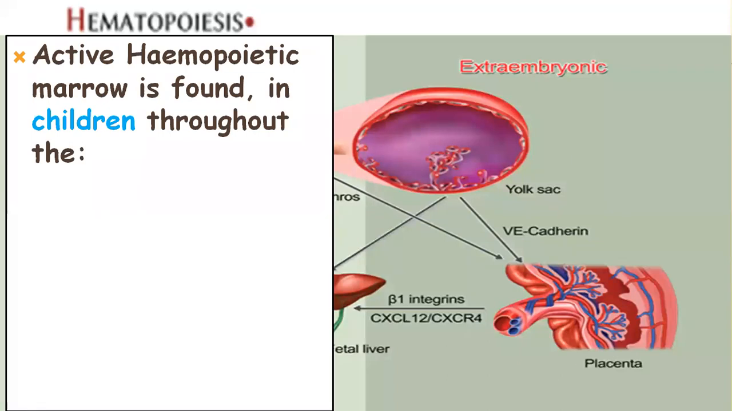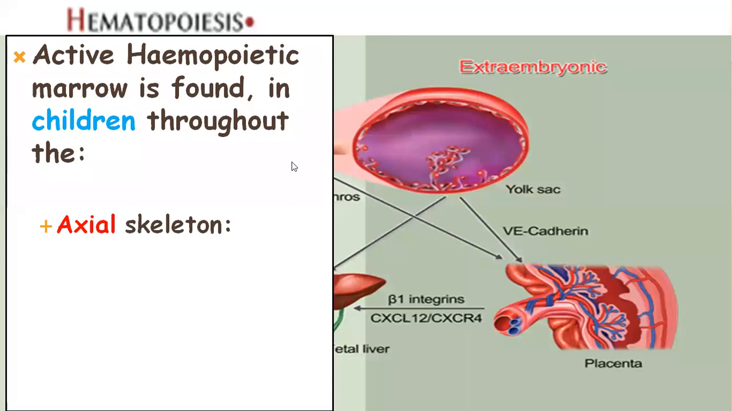Okay, so this is just to expand on the same information. So by now, I think you understand the difference when you're talking of the development of these blood cells when you compare an adult or a child to a fetus or an embryo. So in children, you find that all the skeleton is active in terms of production of blood cells. So you are talking of the axial skeleton and the appendicular skeleton that is involved in production of these blood cells.